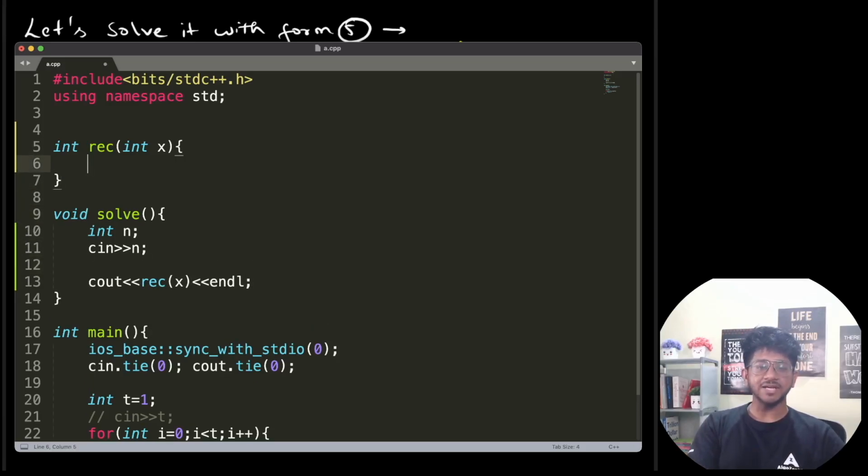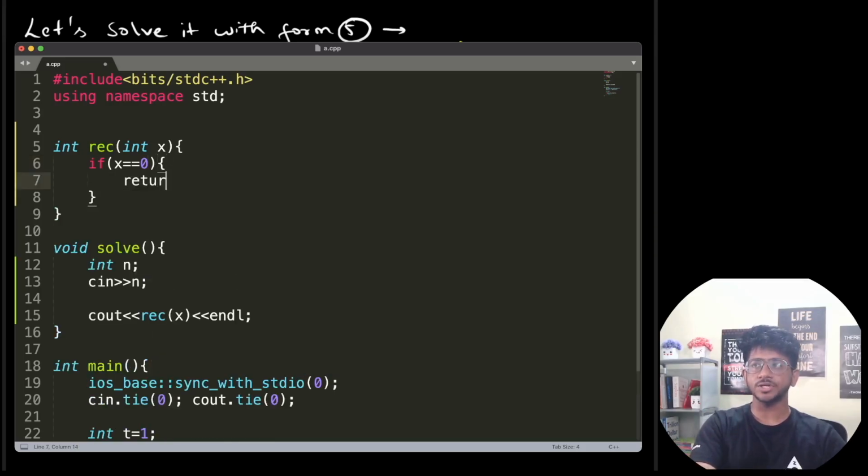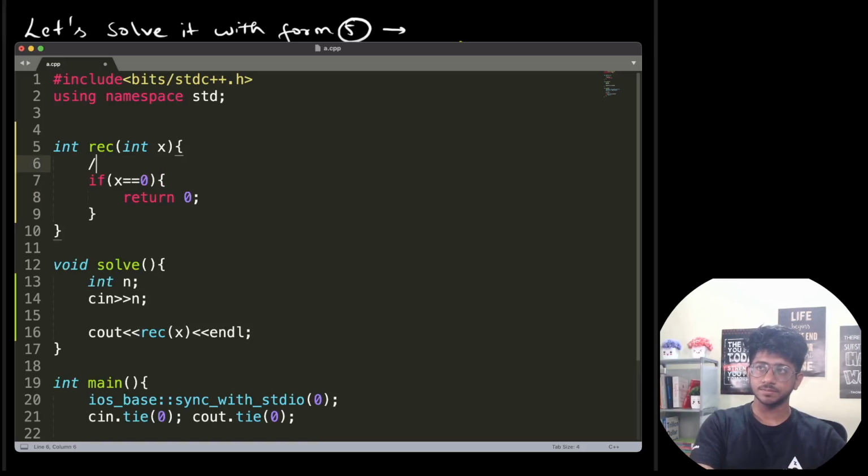So you have an X. If X is equal to 0, so if there are no chips, whoever is going to play right now is going to lose, right? So if X is equal to 0, return 0. If you cannot make a move at X equal to 0, it's going to return 0. So this is the base case.